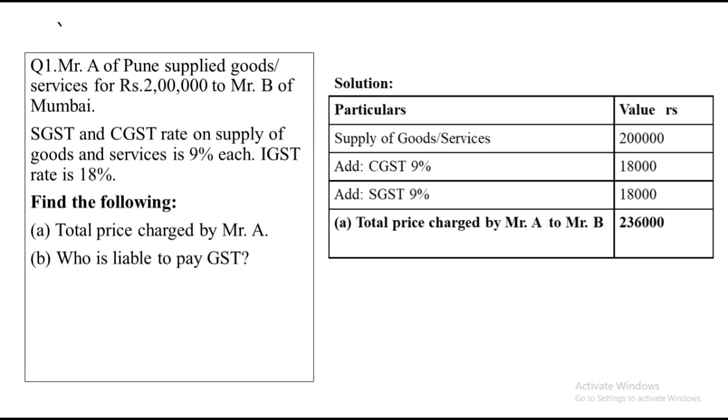But originally, if you get a question, who is liable to pay the tax, the supplier will always be liable to pay the tax. But he doesn't have to pay from his pocket. He will collect it from the customers and then pay it to the government. So if the question is who is liable, Mr. A is liable to pay the tax since he is the supplier of goods and services.